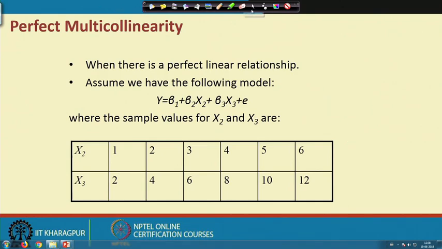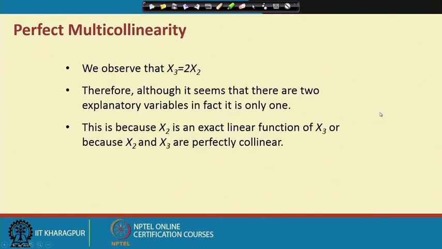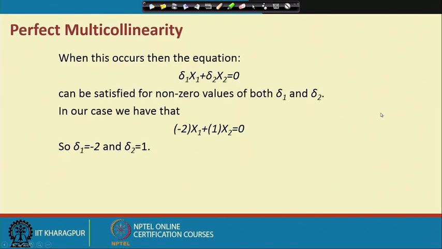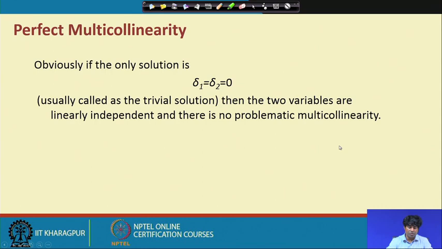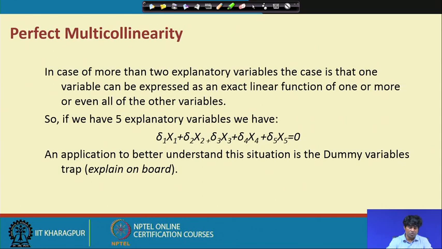Ultimately the structure will be like this, and this is actually the perfect multicollinearity case. In that case, if you establish a linear relationship, then it will be declared that both the variables are linearly dependent. As a result, you cannot use this model for model building or model estimation. Similarly, if there are 5 explanatory variables, the structure will be like this.